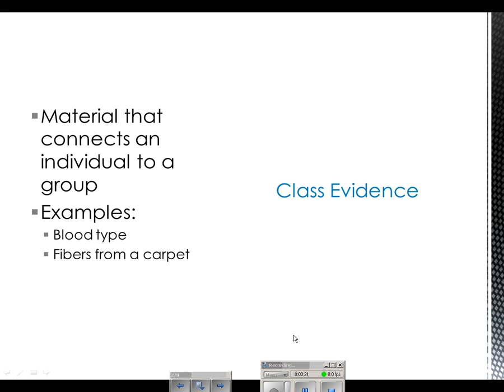An example would be blood type. We can narrow it down to A, B, AB, or O, or fibers from a carpet. We can say that the fibers are from a carpet that is a specific color and possibly from a specific manufacturer. That would be class evidence, okay, narrowing it down to a group.